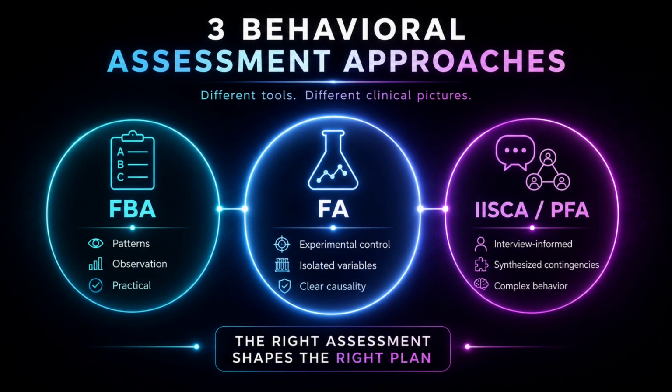For a long time, the functional analysis was considered the gold standard, and it probably still is in many cases, because it gives you a clear causal relationship between the behavior and its maintaining variables. But it also puts the learner through a process that can be stressful, and it still operates on the assumption that the behavior has just one primary function. The FBA is more practical in applied settings, but it can miss variables that a more comprehensive process would identify.